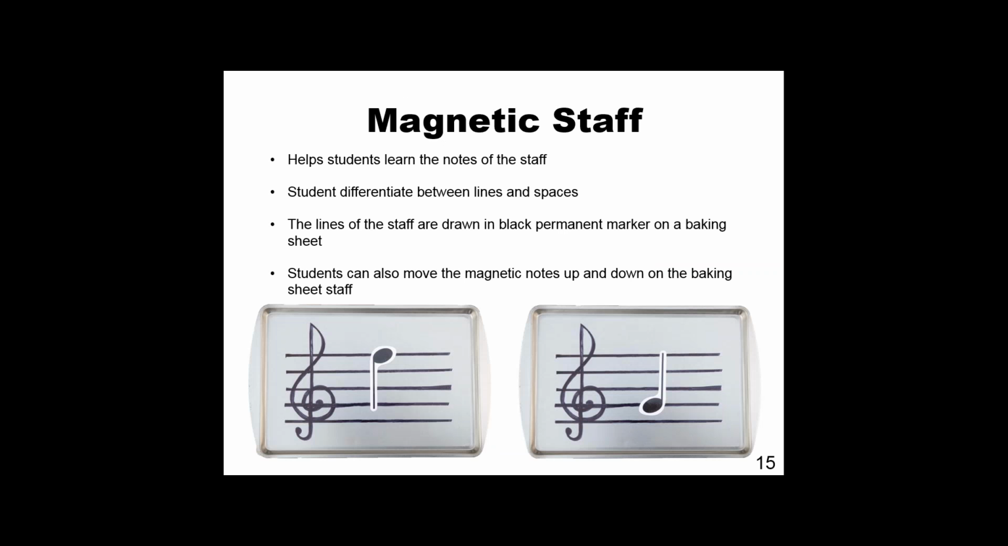And in this, the staff is drawn on with a permanent marker, and this is actually a baking sheet. And I know some people, when they've seen these, ask me, well, that seems expensive. To tell you the truth, I got these baking sheets at the Dollar Tree, so it actually wasn't that bad, and they've held up quite a few years. And what we do here is the students can move these magnetic notes up and down on the baking sheet staff, and that's really where they seem to really enjoy it and have a lot of fun.